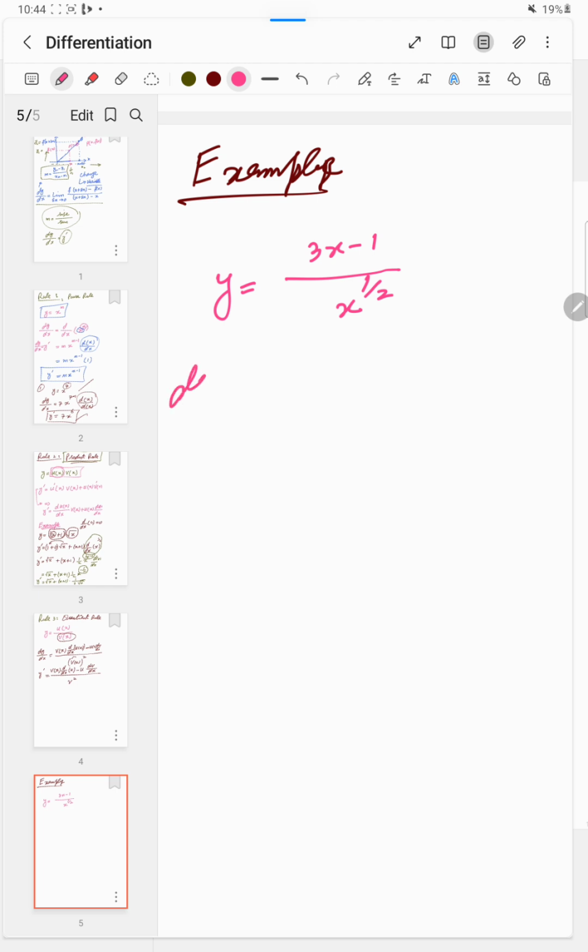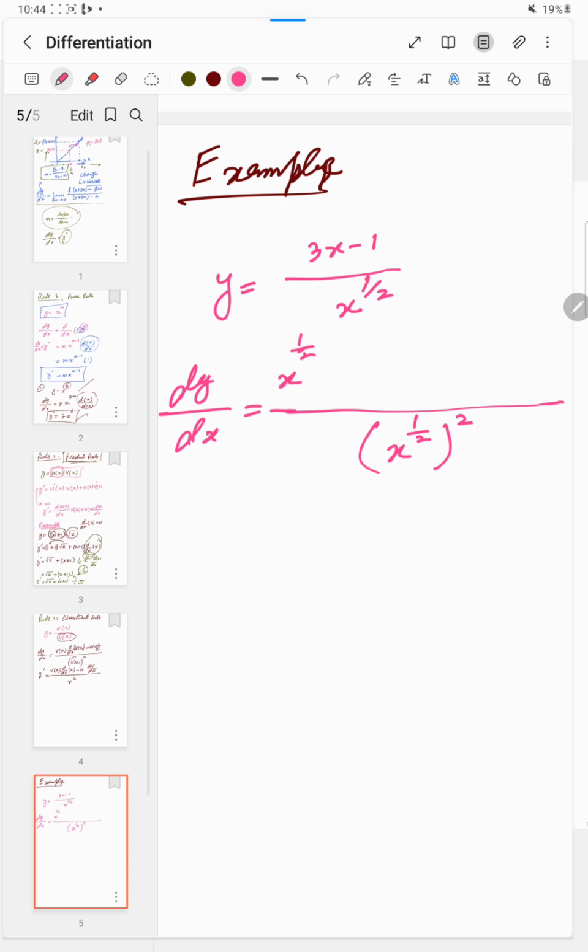So by the quotient rule, it becomes dy over dx. The rule says that we have to take the square of the denominator. So in the case of the denominator, x raised power 1 by 2, this is our denominator, and we have to take power 2. Now in the numerator, the denominator will be as it is, so 1 by 2, and now we are able to take the direct derivative. We can take the derivative of this one.